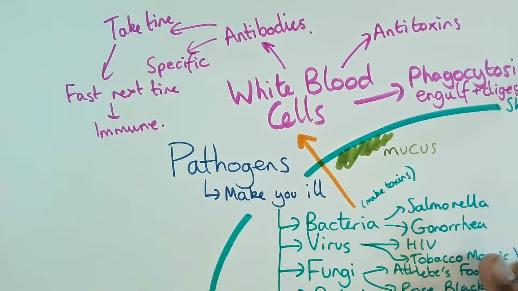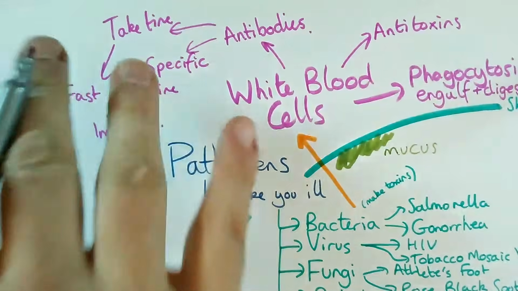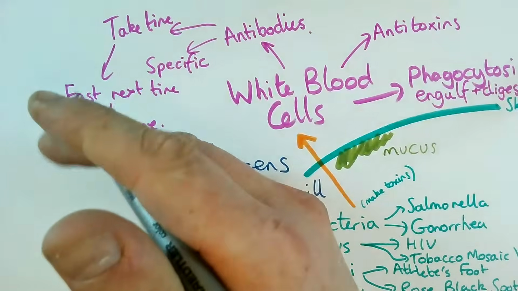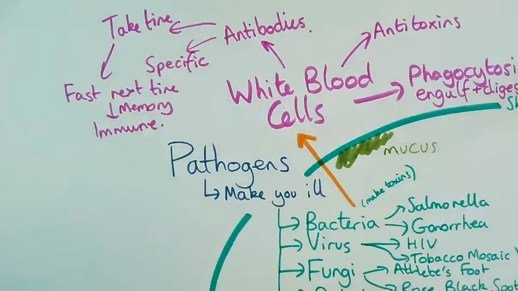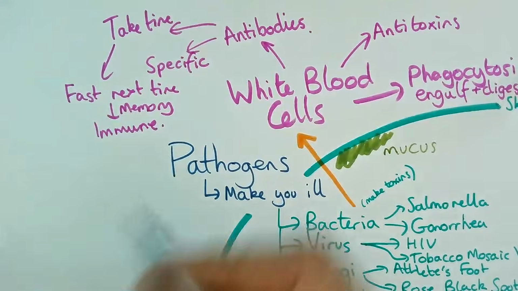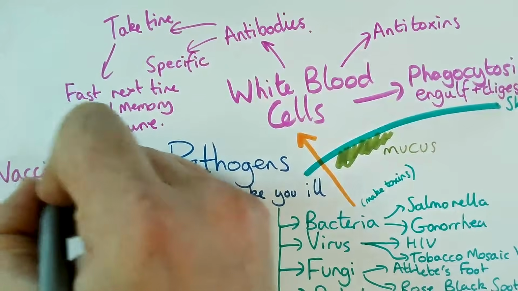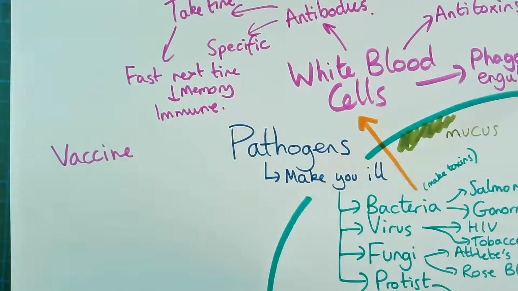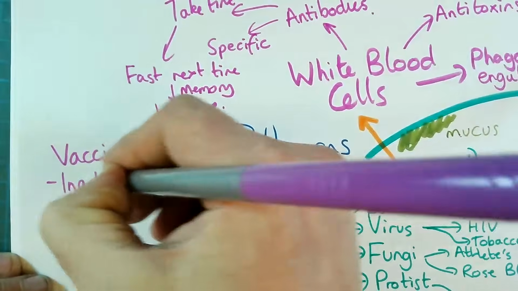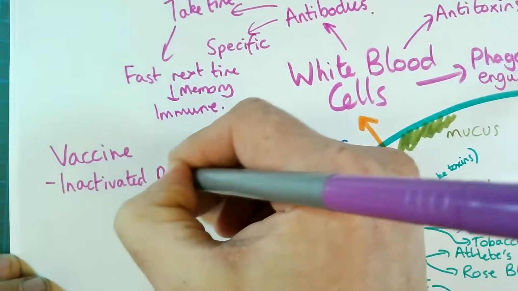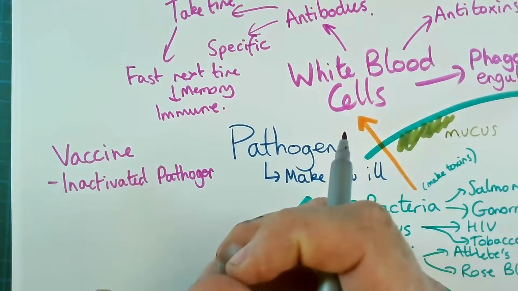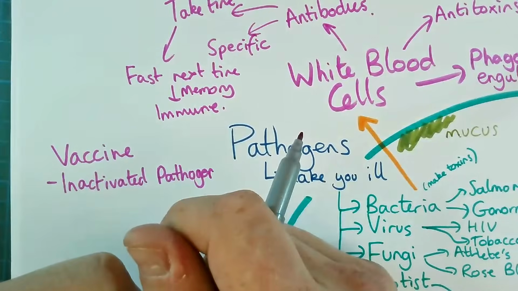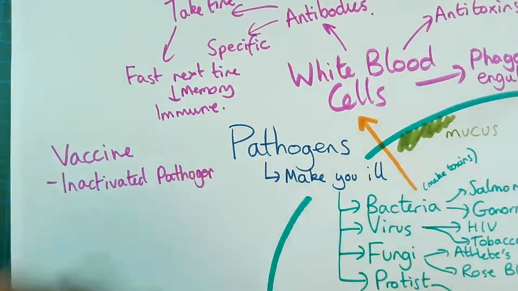So yeah, it takes time to work it out, but it means that next time you're really fast on it, and that's because of something called memory cells. So if it's a really bad disease, that's where vaccines come in. A vaccine is where you're injecting an inactivated virus, an inactivated pathogen, which gives you an opportunity to train on that. And then when you get it again, you go like that.